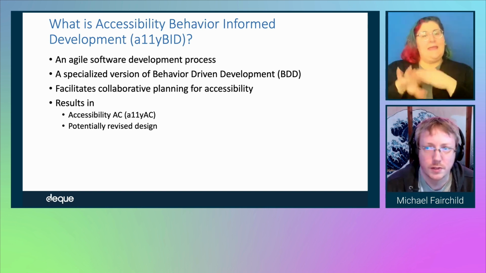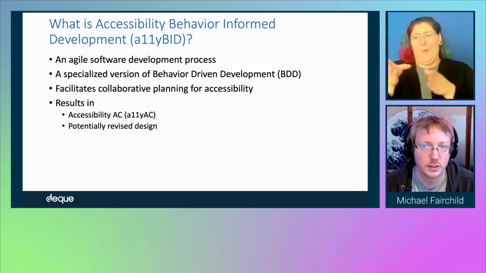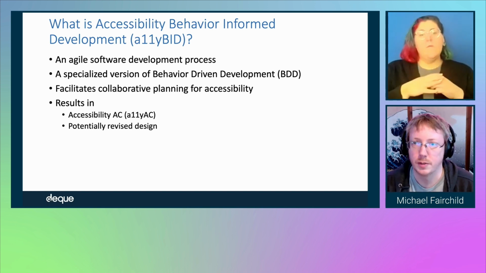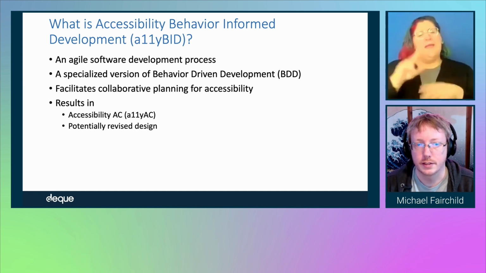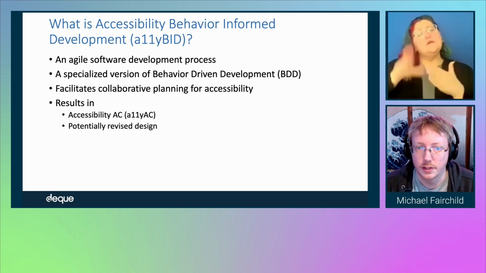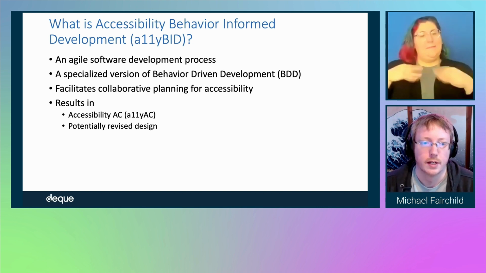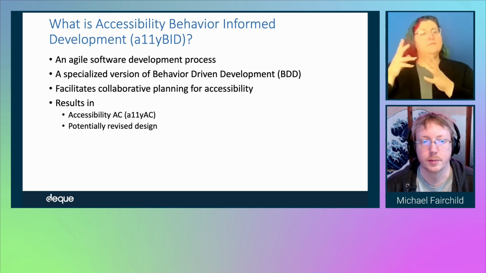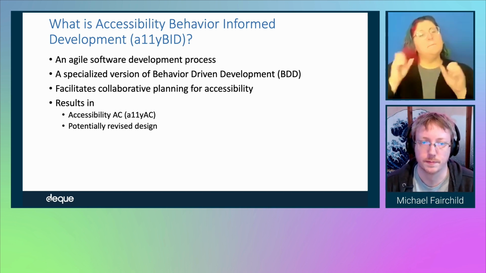I'll explain what all of this really means in the rest of the talk here, but this is just accessibility behavior informed development at a very high level. The key here is that it results in a set of accessibility acceptance criteria, also known as AC, and it could also result in a potentially revised design that is now more accessible.